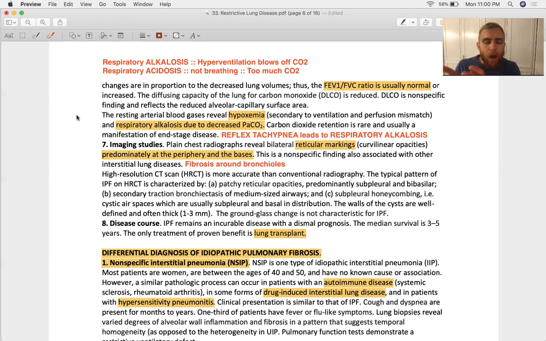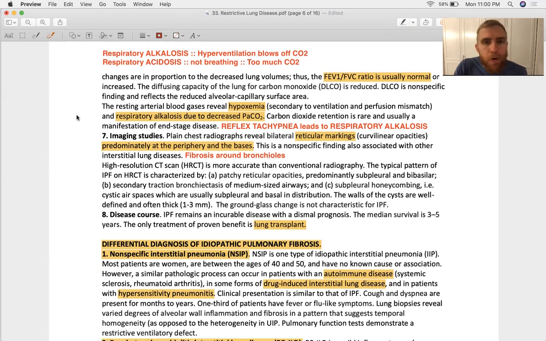And then another setting you can see acidosis in is going to be very acute respiratory failure. Because in that setting, you're just not breathing. Your lung volumes are so far down that you're holding on to CO2. Your airways maybe are open, right? But you just can't move CO2 out because you're in respiratory failure. So that's an acidosis as well. Anytime you're not breathing, respiratory acidosis. Anytime you're breathing too much, respiratory alkalosis.